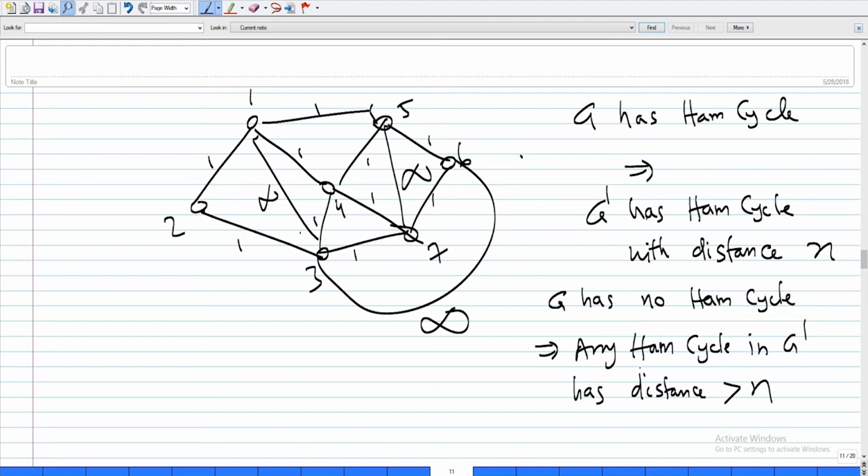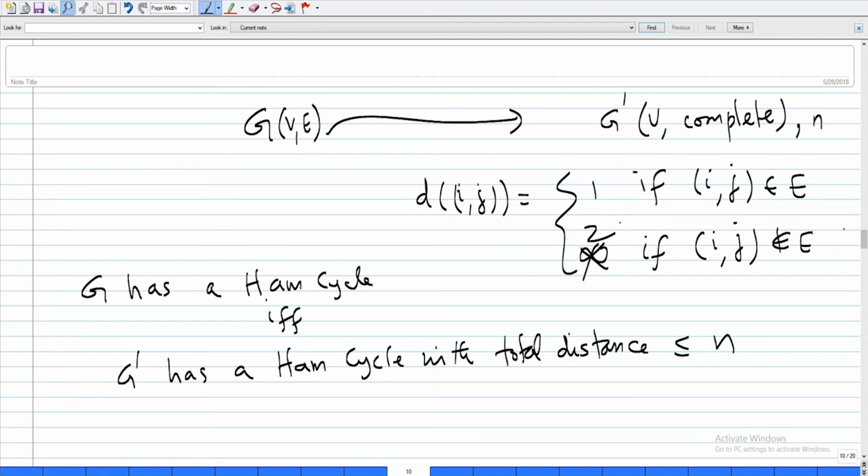Okay. Now that we have done it, can you reverse engineer? Do we really need infinity for a distance? What distance is enough? Just 2 is enough, right? Just give a distance of 2 for non-edges and 1 for edges. Because there are n edges, at least one edge has distance 2 because it's a non-edge, so the total will be greater than n. So even this is enough.